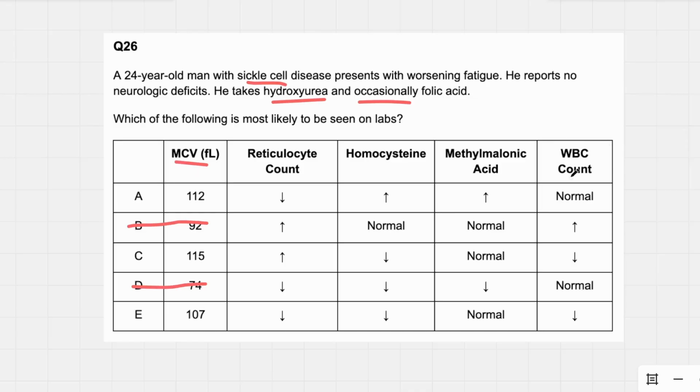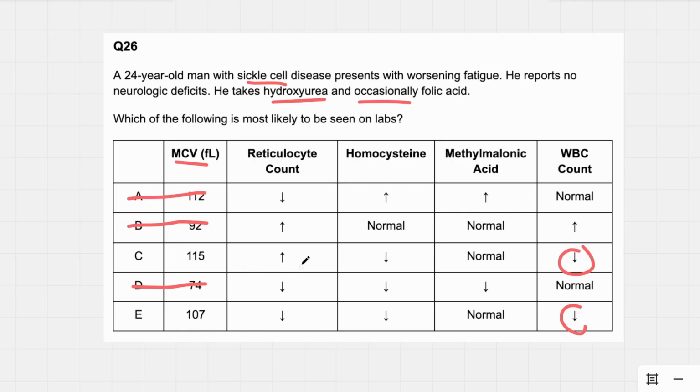Maybe we'll try thinking about white blood cells first. So we said hydroxyurea and folic acid deficiency could result in DNA synthesis impairment. And so if that was the case, we wouldn't be able to make as many white blood cells. So we should probably see a low value. So probably either this option or this one. So D's already crossed off. Let's cross off A as well. Now we're down to 2.